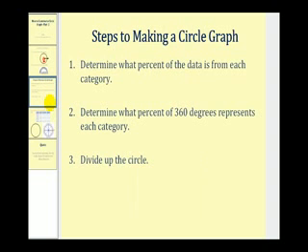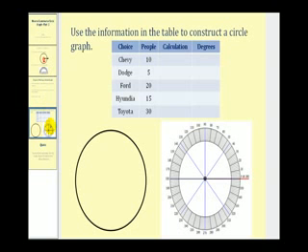Here's how we're going to do that. From the raw data, we'll determine what percent of the total data is from each category. Then we'll determine what percent of 360 degrees represents each category, and then we'll divide up the circle based upon the measurement in degrees. Let's go ahead and look at an example.